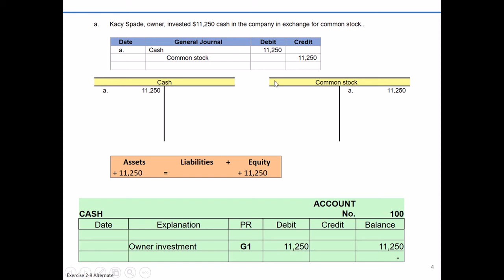Keep in mind, we debited cash here. Then we have a balance column. Now, you might look at this and say, well, it doesn't tell me is it a debit balance or credit balance. That's purposeful. They left that out purposefully.